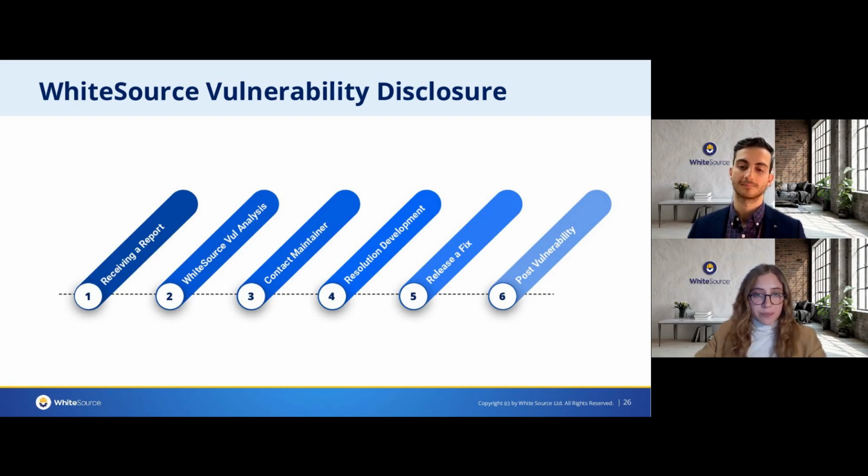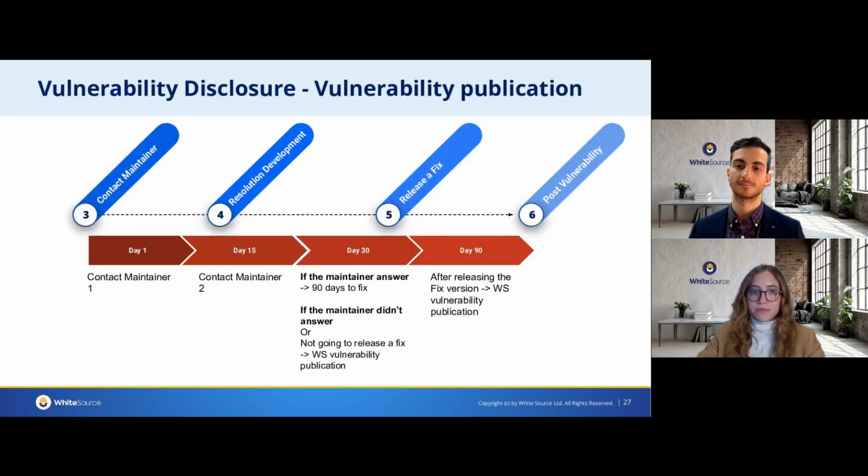Let's dive deep into the process from contacting the maintainer until the vulnerability publication. From the first contact maintainer note, we take 15 days until the second notification. It is important to emphasize that WhiteSource will not publish the security findings in between this period. After another 15 days, we have a few possible scenarios.